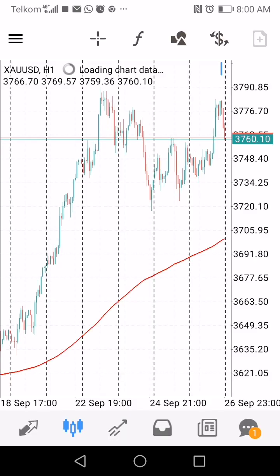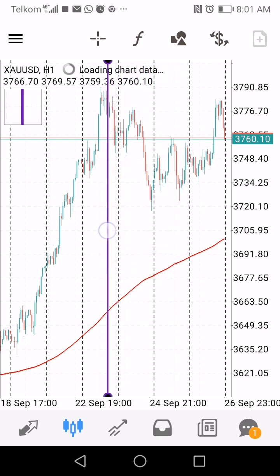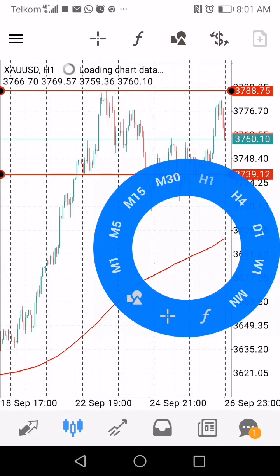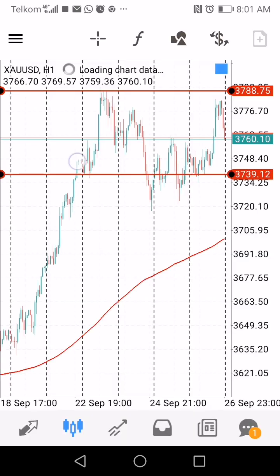Coming back to the other day before, how we traded. How we trade this price action. I was expecting, I was selling this day. Previous daily high, previous daily low, and previous daily closing price, which is the confluence.